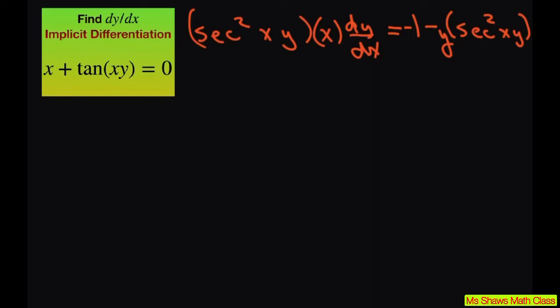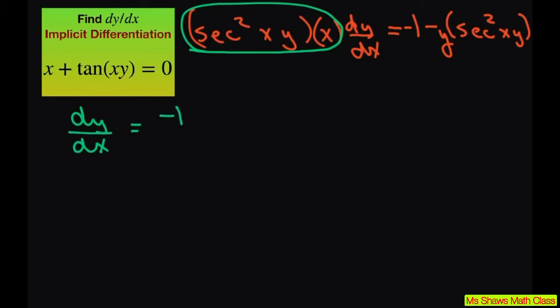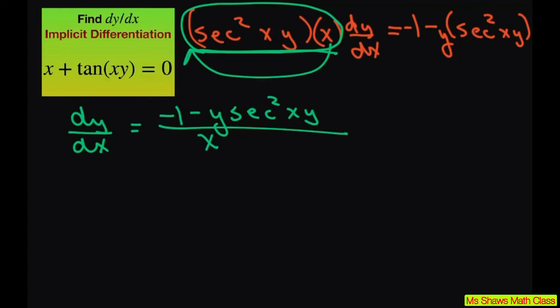All right, now I'm going to divide both sides by this. So I get dy dx equals negative 1 minus y secant squared of xy, divided by this term, x. I'm going to move the x in front, x times secant squared xy. And that would actually be your final answer.